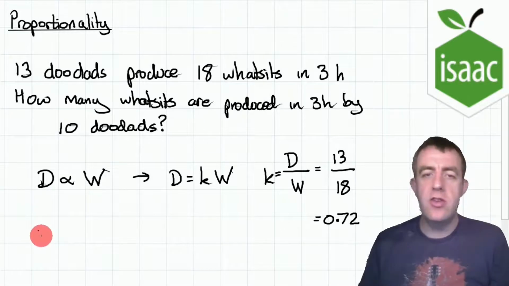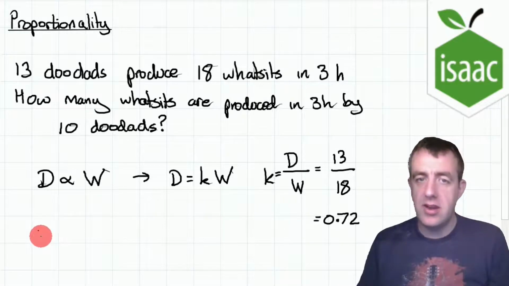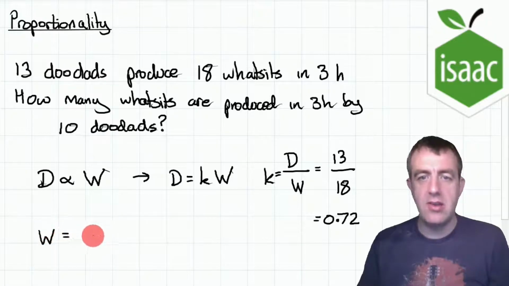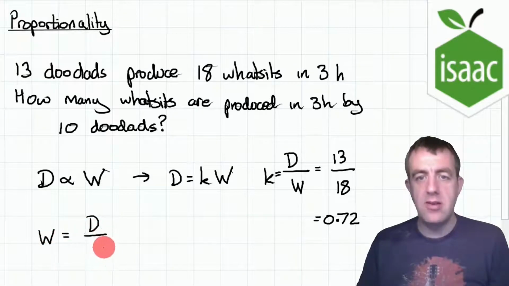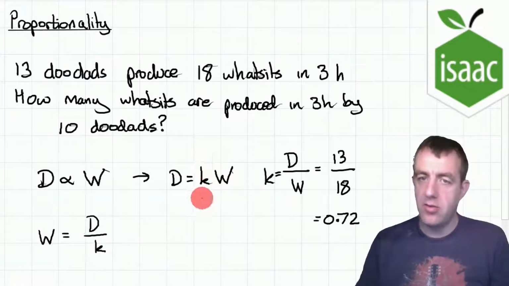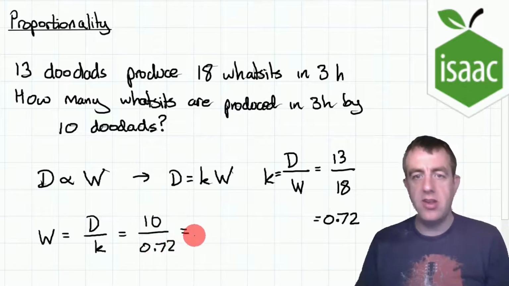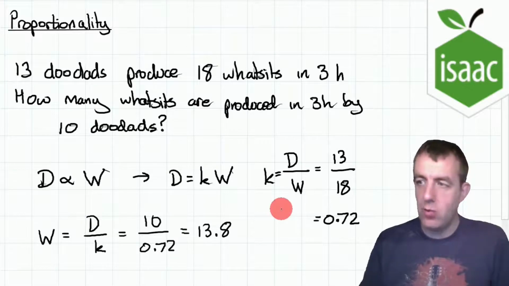And now we use the equation to solve for the second case. How many whatsits? So that means we need whatsits to be the subject, and that's going to be the number of doodads divided by the constant of proportionality. We've just rearranged this equation to get whatsits as the subject. 10 doodads divided by 0.72 doodads per whatsit is about 13.8 whatsits.